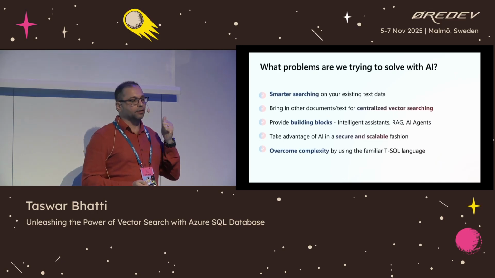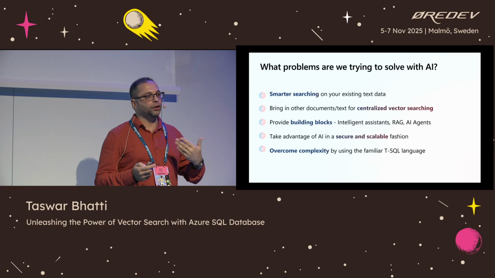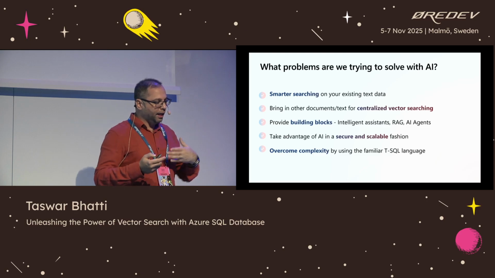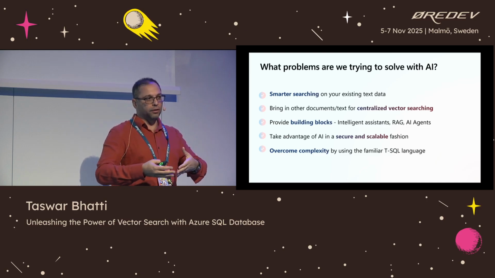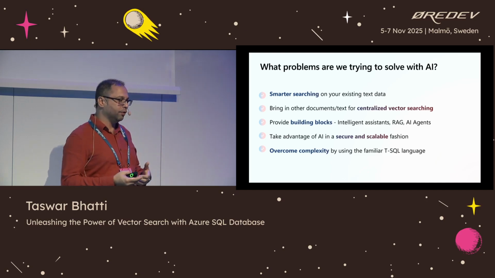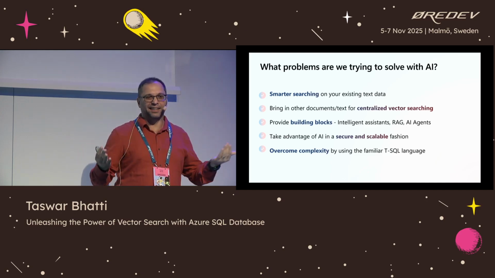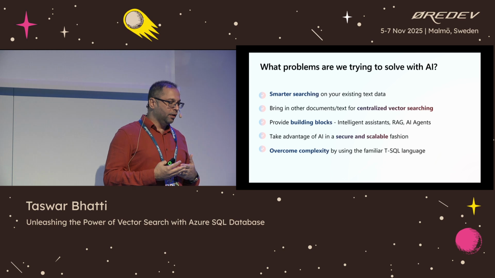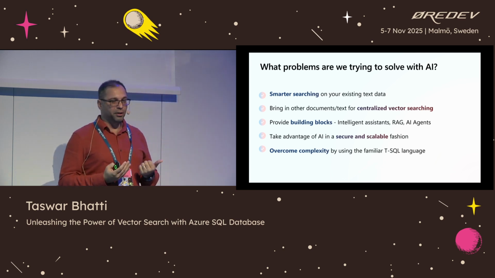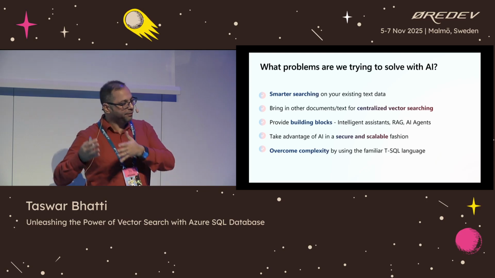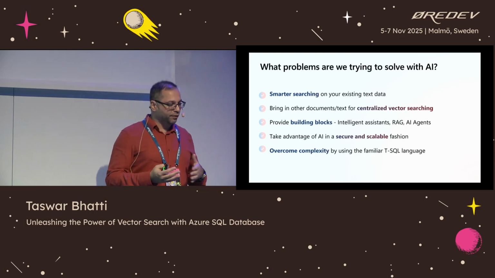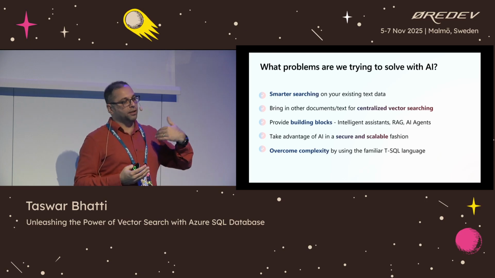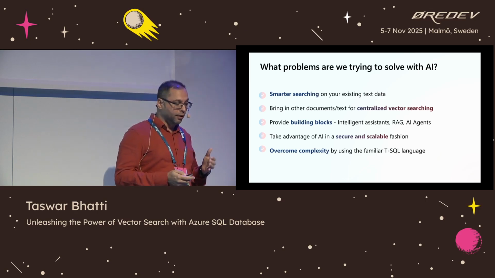So what are the problems we're trying to solve with AI? Smart searching. If you already have a database, SQL Server for example, it makes sense to introduce AI into it because you're already using it. So why not extend the feature of it? Smart searching for existing text information that you might have. You could bring in and vectorize your data for searching. You could use it as a building block for your AI agent or your RAG patterns, retrieval augmented generation. You could take advantage of the security that we provide for the data. And then you could use T-SQL to answer your complexity sort of thing.